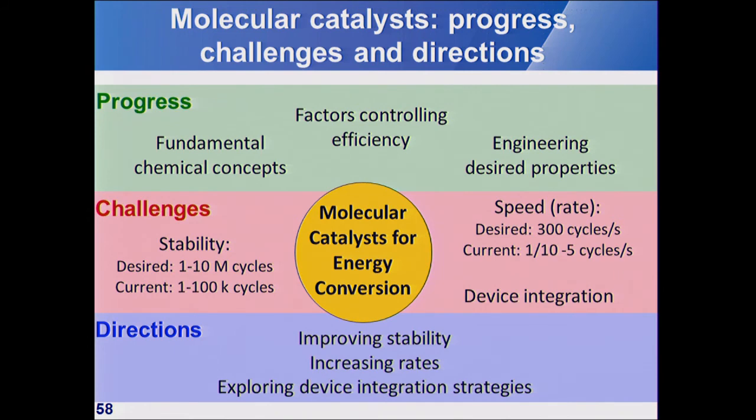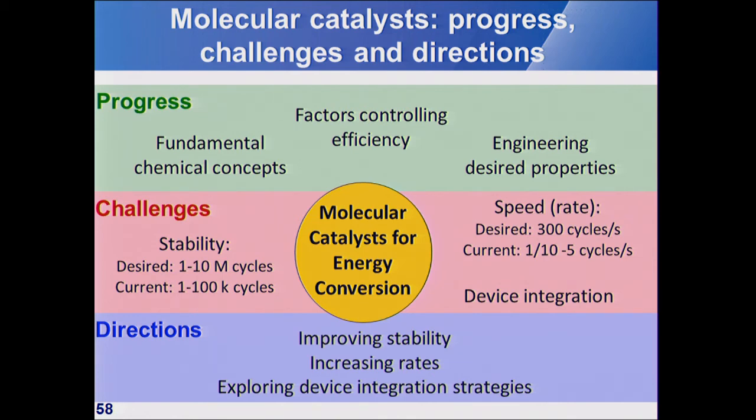So artificial photosynthesis as a field has made substantial progress, especially from using these model systems I just described. We have a very good fundamental understanding of the chemical transformations which take place in artificial photosynthesis. We know about the factors which control the efficiency of these catalysts, and we have a fairly good understanding of how to engineer desired properties into these systems.